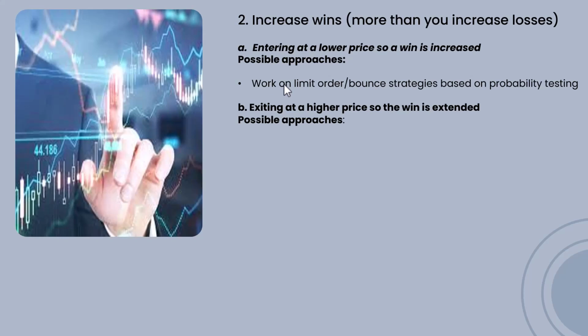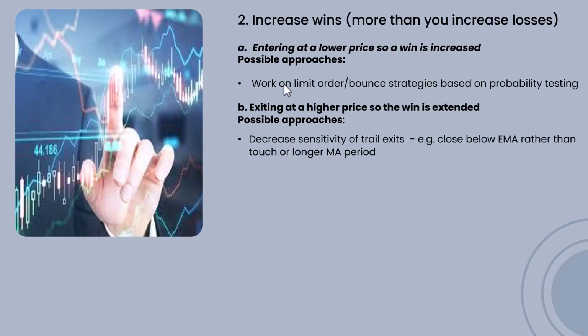So potential approaches we can use to achieve this aim is to decrease the sensitivity of trail exits. So close beneath the EMA rather than a touch or a long period MA. And we often see that a wick will go beneath an EMA only to bounce back up. So by operating on bar close only, it may offer you a chance to look in some further upside.